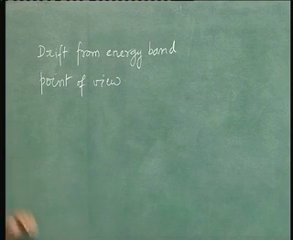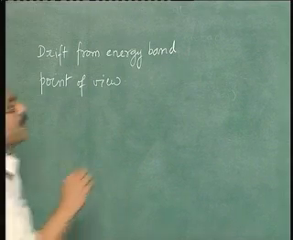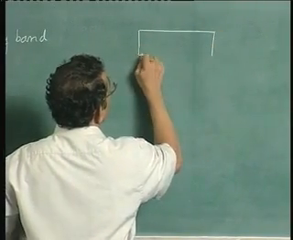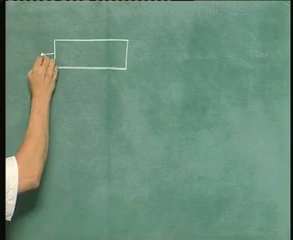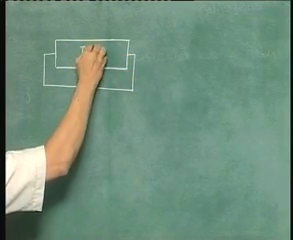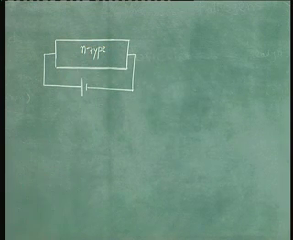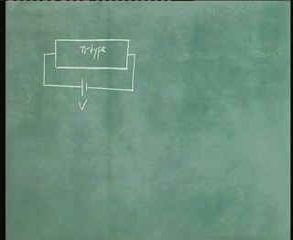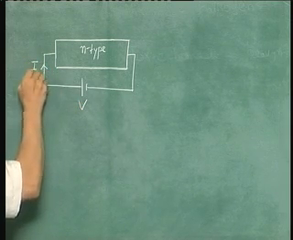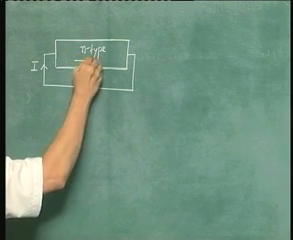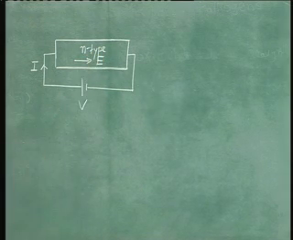So we need to draw the energy band diagram of a semiconductor in which a drift current is flowing. Suppose this is a semiconductor, let us assume an N type for simplicity. We can use P type also, it does not matter really. So in the semiconductor, the electric field is in this direction. So this is the direction of electric field.